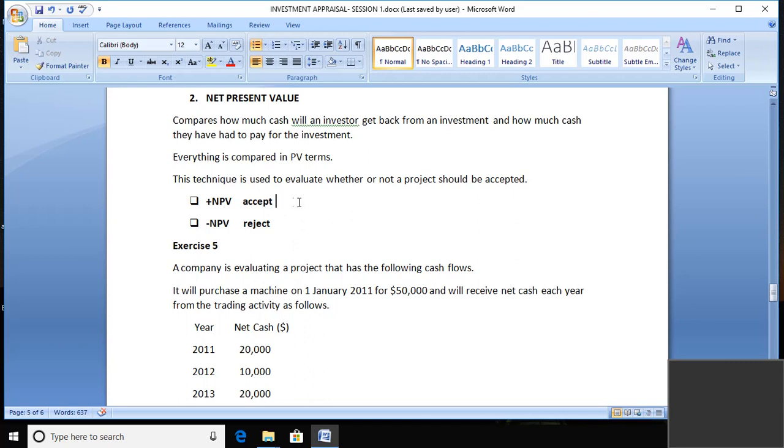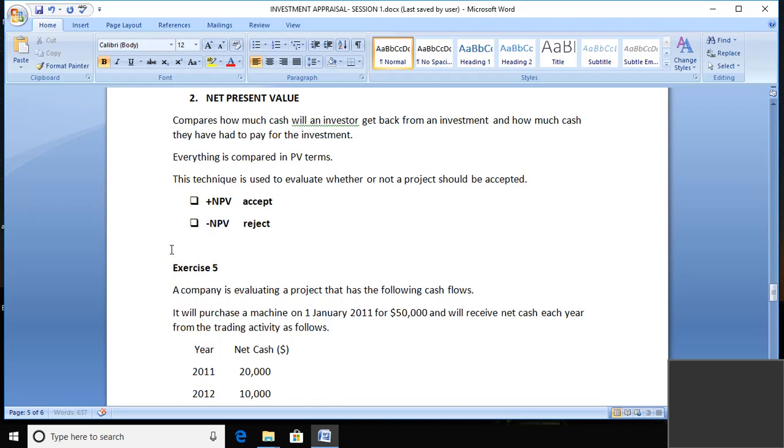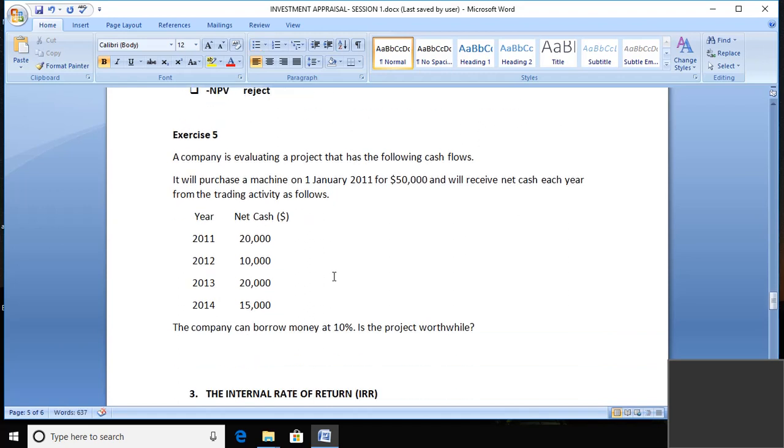If you are picking between mutually exclusive projects that have positive NPVs, then you have to go with the project that has the highest NPV. So let's look at that example that we have here. I hope we'll work through the example as fast as we can.